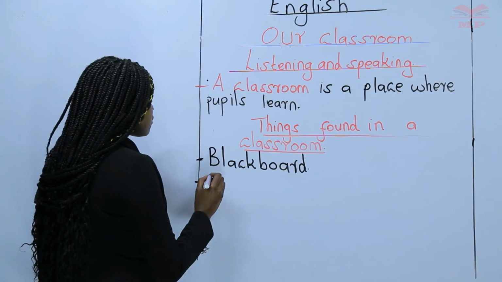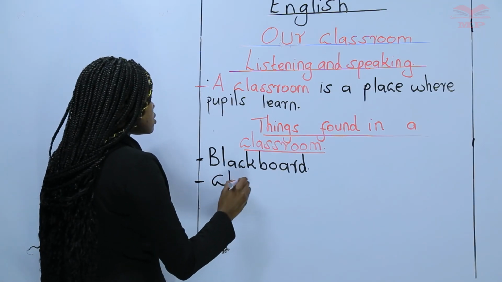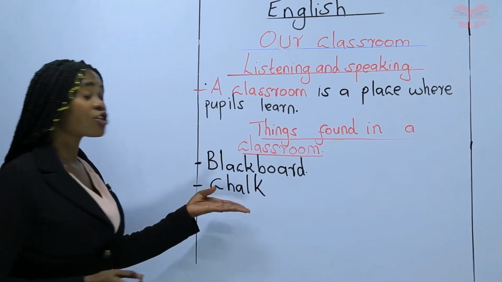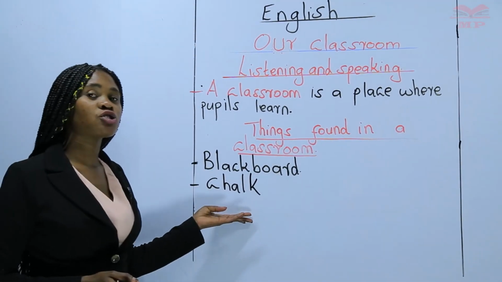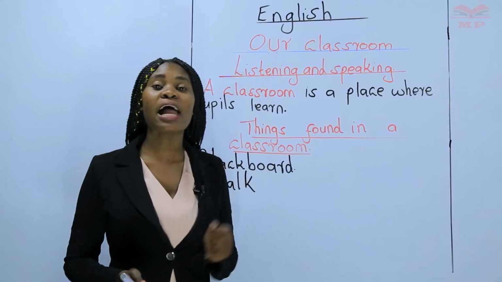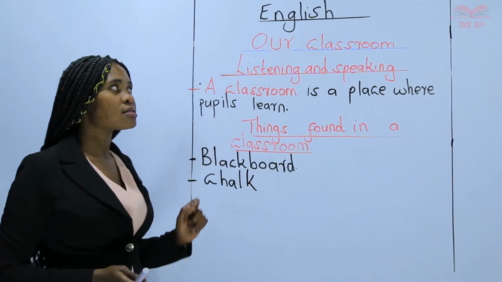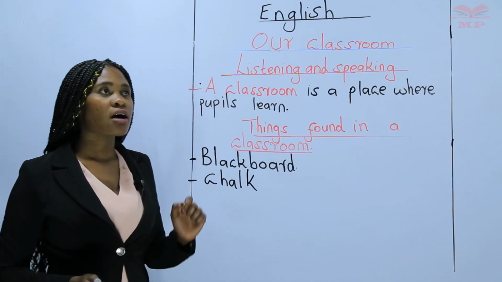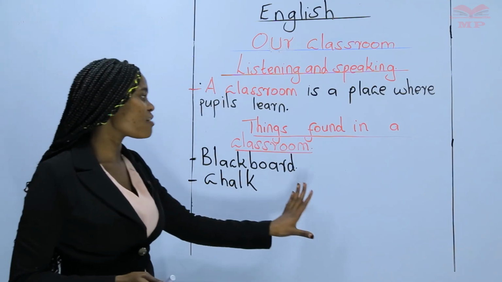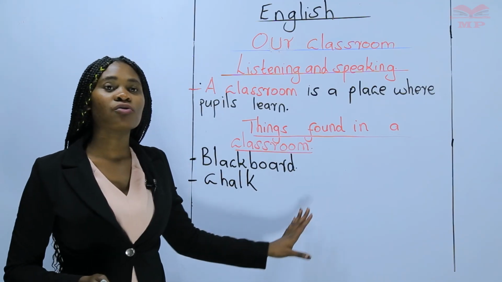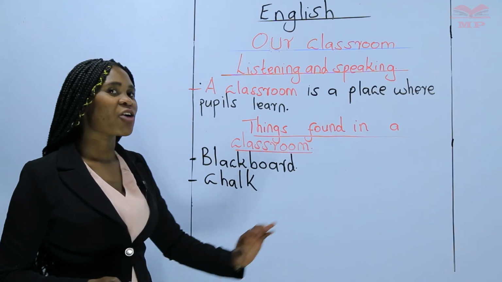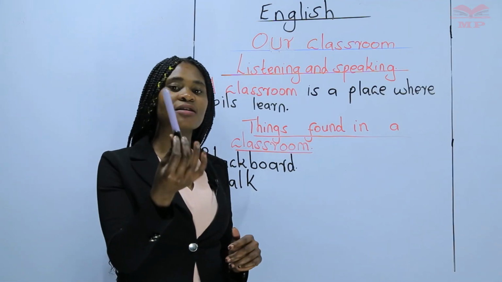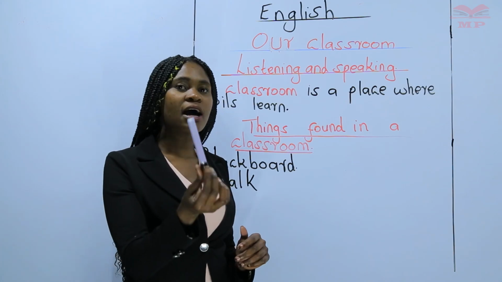We also have chalk. Now a teacher uses the chalk to write on a blackboard. Teachers use chalk to write on a blackboard. But we have some boards like what we have here. It is a whiteboard. We do not use a piece of chalk on a whiteboard, but we use what we call a whiteboard marker. And this is an example of a whiteboard marker.